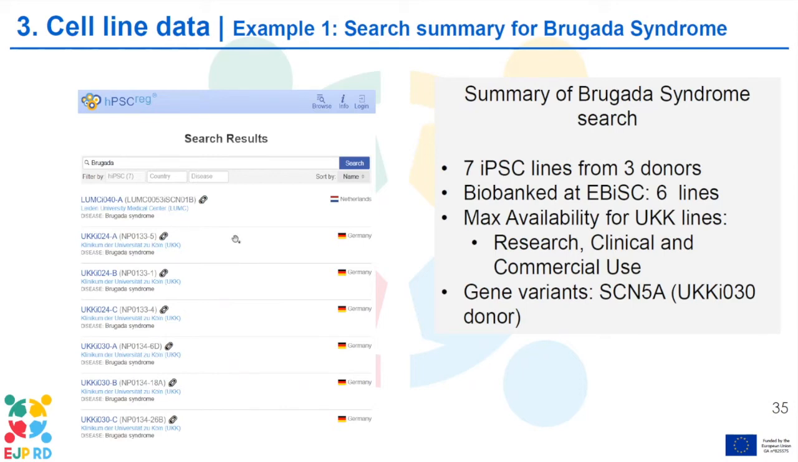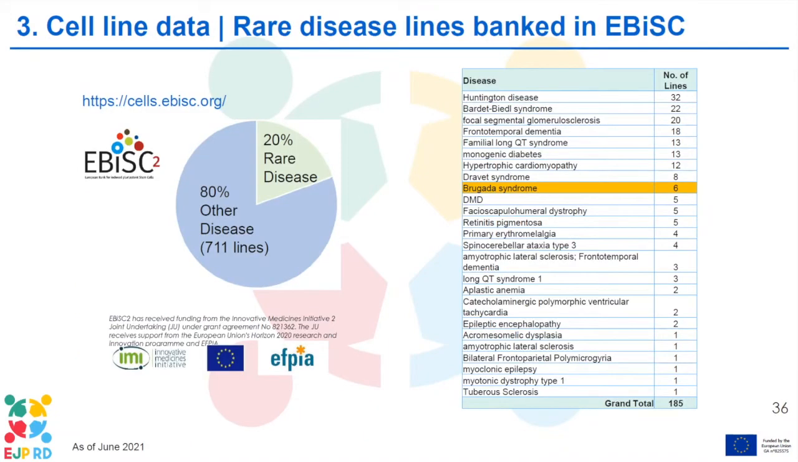Okay, so in my second example, oh, no, wait. I just want to say something about eBISC. So this is a biobank of induced pluripotent stem cell lines. It has 185 lines that are associated with rare disease, and this accounts for about 20% of the lines that are banked in eBISC, and you can see a complete list of all the lines and diseases here.